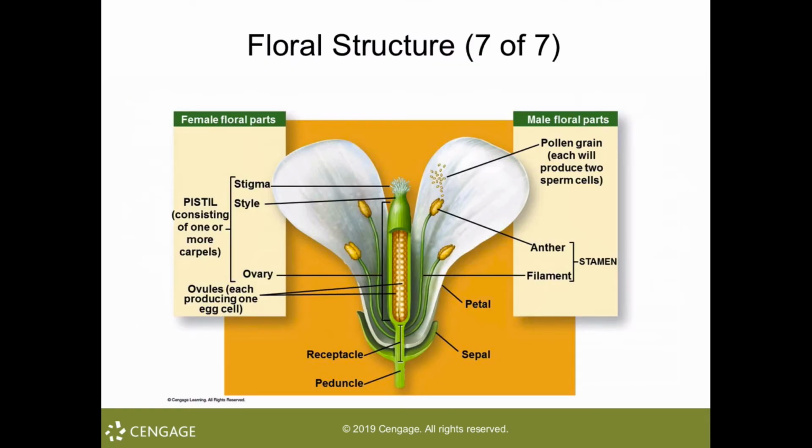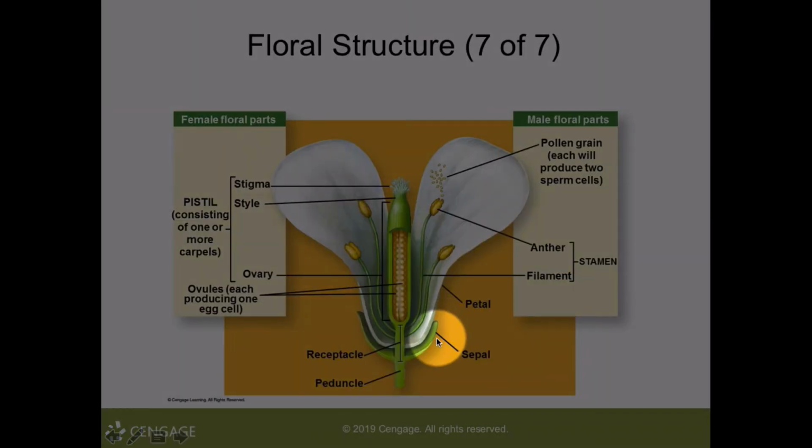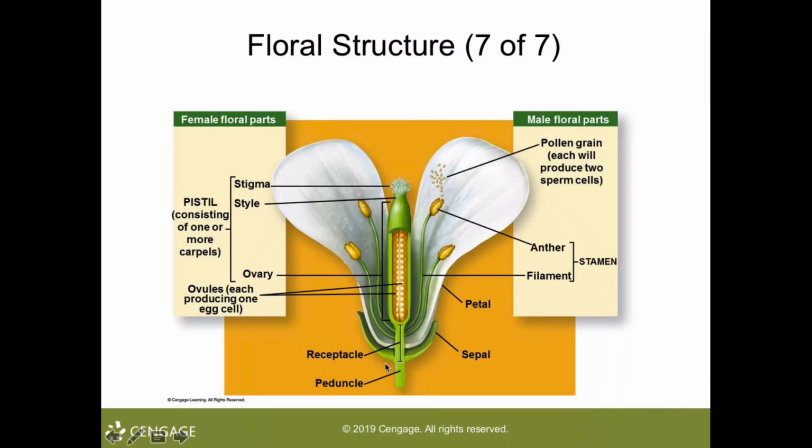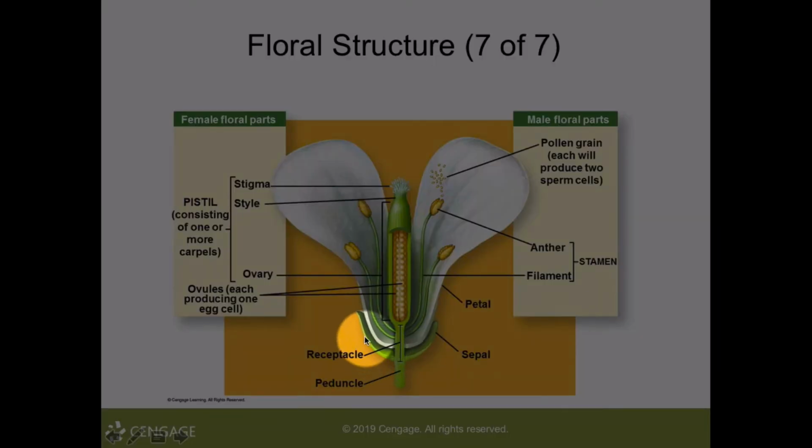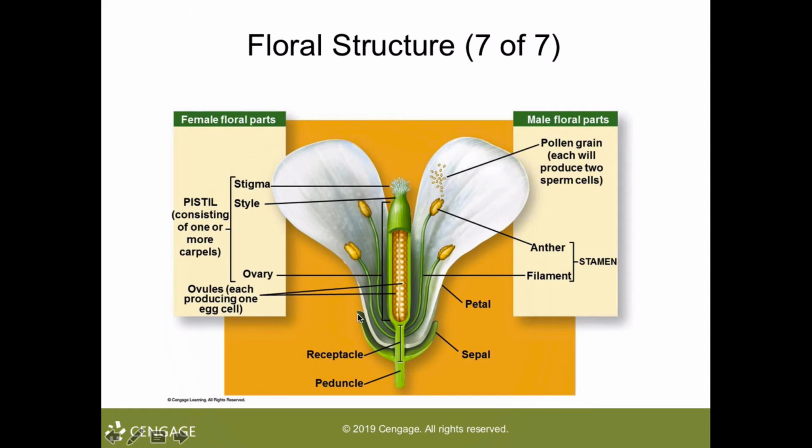Get your textbook out to follow me. So again, sepals, the outermost whorl, all of the sepals together make up the calyx. It protects that developing flower. It protects that bud. And of course, it opens to reveal those showy petals.